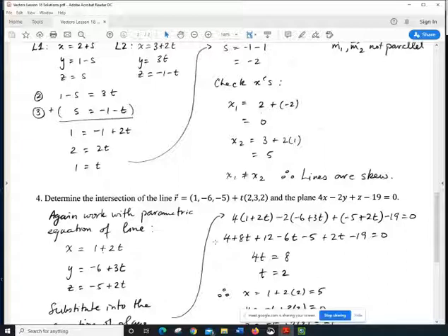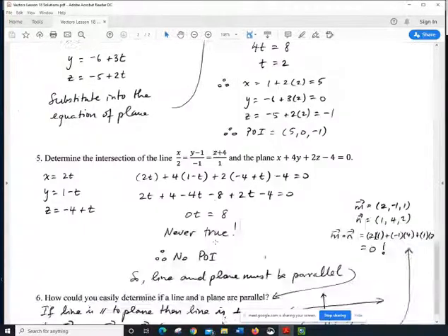Okay, so here, if you take a look, you realize the way I had it is that 0t equals 8. That's never true. That means there's no point of intersection. Okay, but had I gotten to 0t equals 0, that's always true for any value of t. That means any t I input here would work as a point of intersection. So there would have been infinitely many points of intersection. In other words, the line is on the plane, okay?